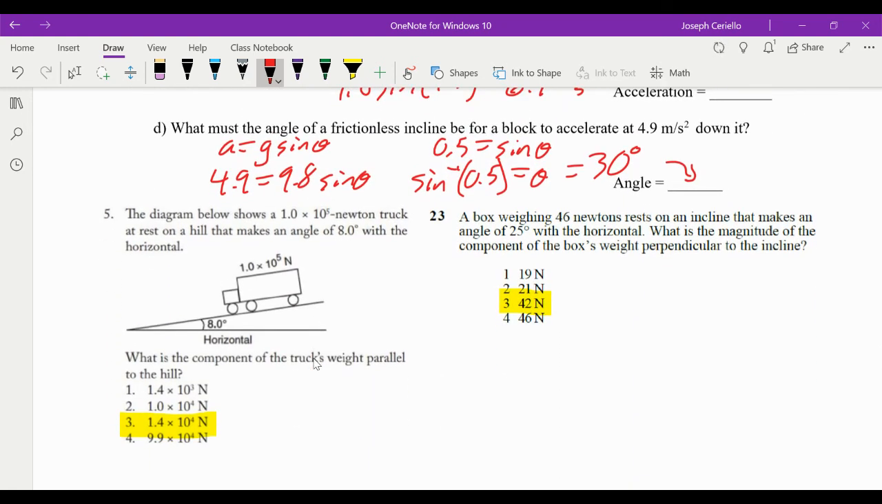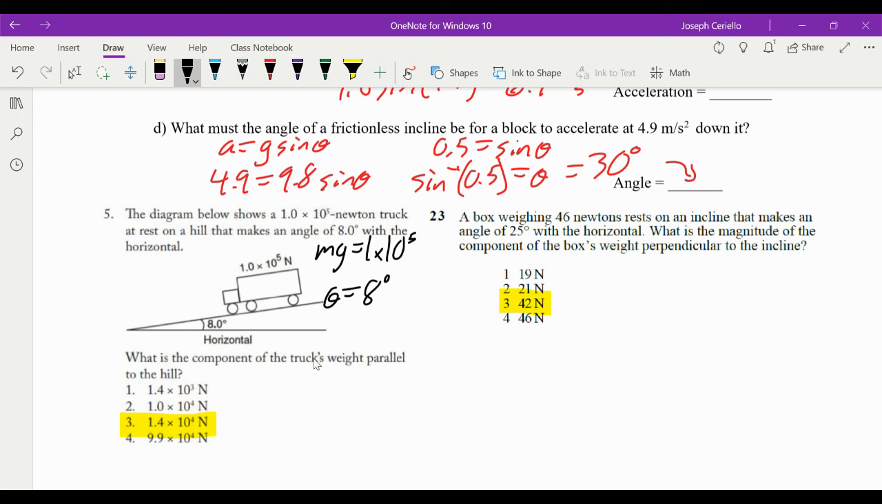All right, now these two are Regents questions. You must know how to do these too, okay? The biggest place people struggled with these is that they didn't quite understand what was asked of them and what the givens were. Be careful for this one. It says you have a 1.0 times 10 to the 5 Newton truck. That is not the mass, okay? That is actually mg. mg, that's the weight, is 1 times 10 to the 5. And theta is 8 degrees.